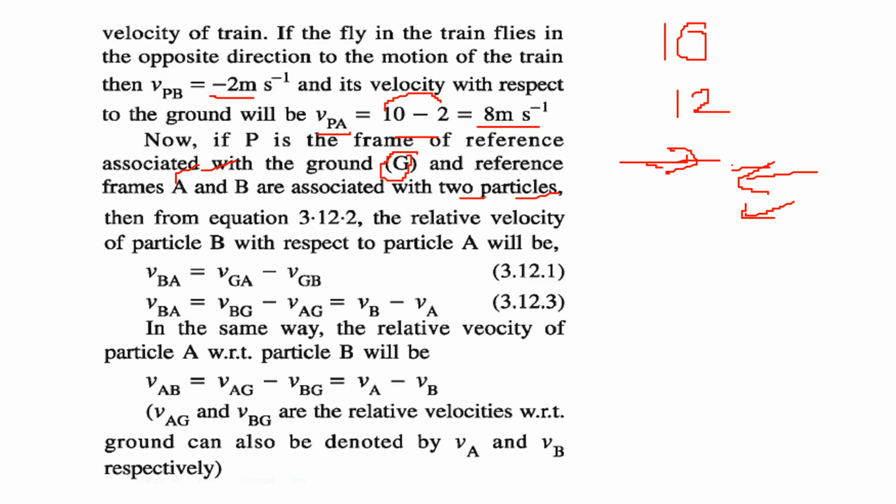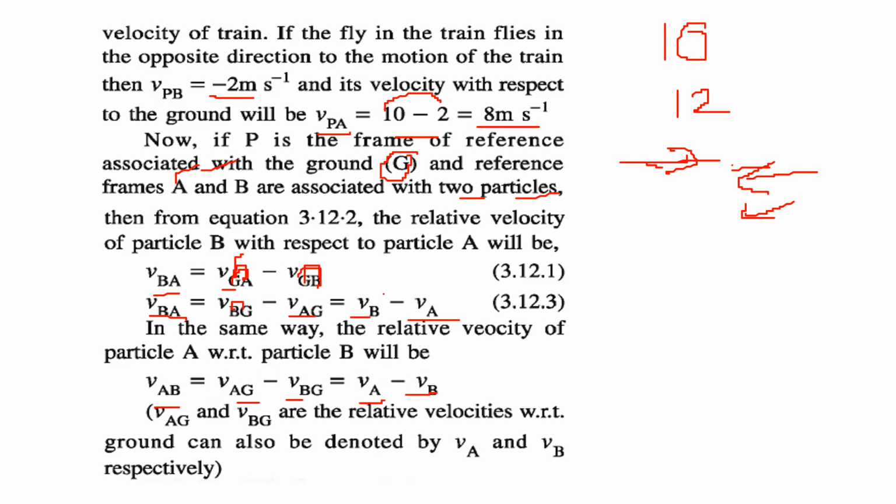So the relative velocity of particle B with respect to A, VBA, simply, if we take it as ground, the velocity of A with respect to ground, B with respect to ground. VBA will be VBG minus VAG. We are just changing these A to G and B to G. So VBG minus VAG, that is VB minus VA. In the same way, the relative velocity of particle A with respect to B, VAB, will be VAG minus VBG, which is actually equal to VA minus VB.